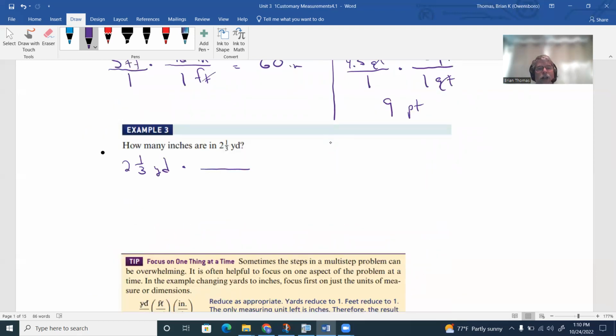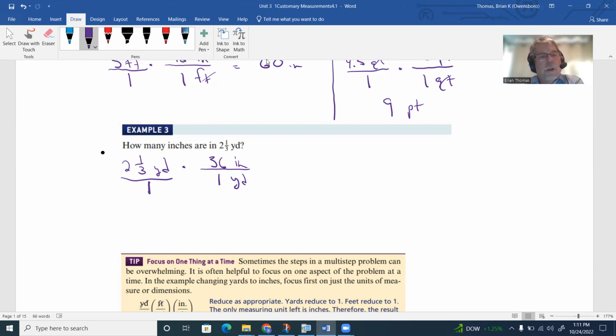So the yard can go on the bottom and the inches can go on the top. And to make that a unit ratio, so again, to make my unit ratio, I have 36 inches per 1 yard. So again, I can make this first ratio, first unit, I can put that over 1 to create this fraction times a fraction concept.